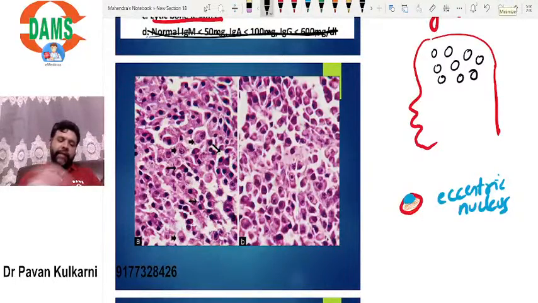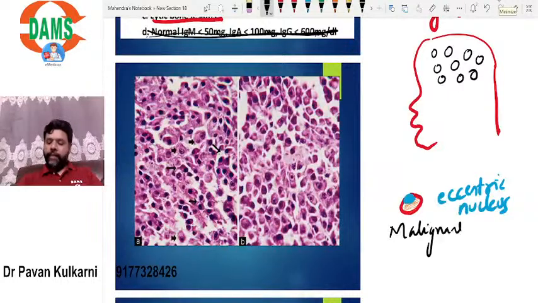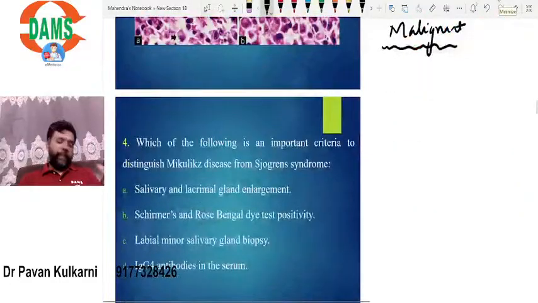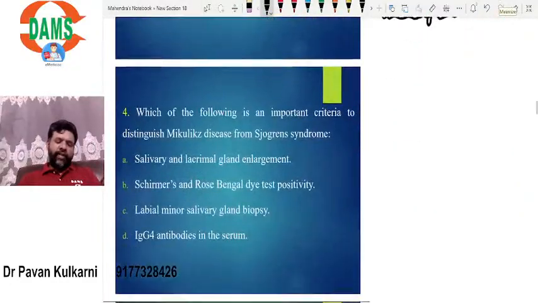And remember, these are malignant. They are not normal plasma cells. These are malignant, that means they will show hyperchromatism. They will show pleomorphism. All those things they will show. That is what we are supposed to remember about the plasma cells in multiple myeloma. Let us move to the next question.